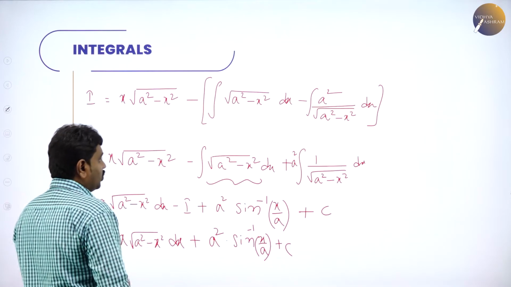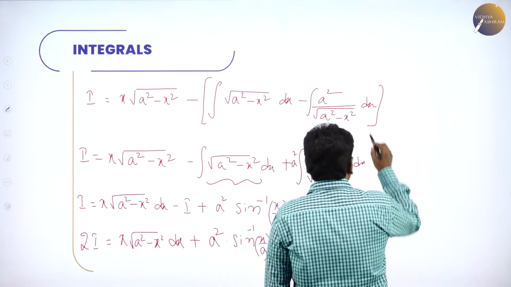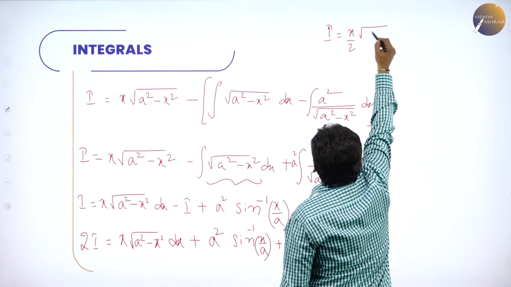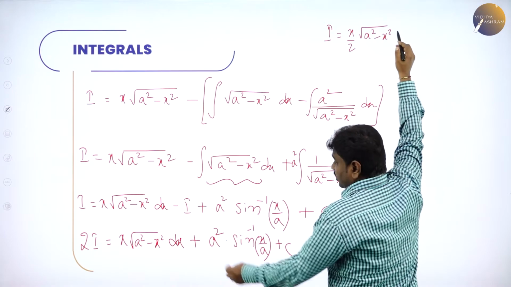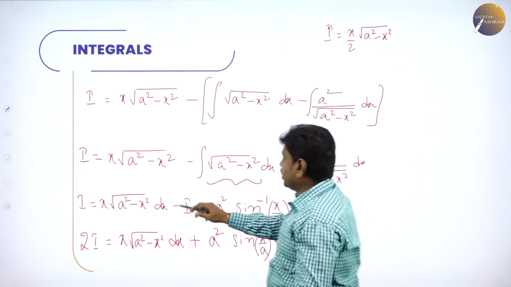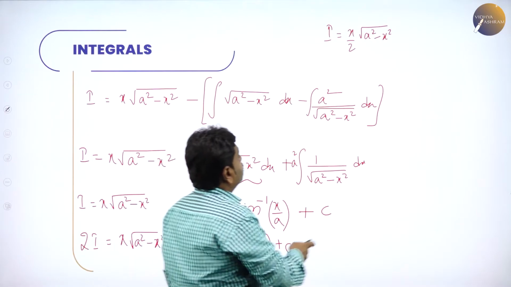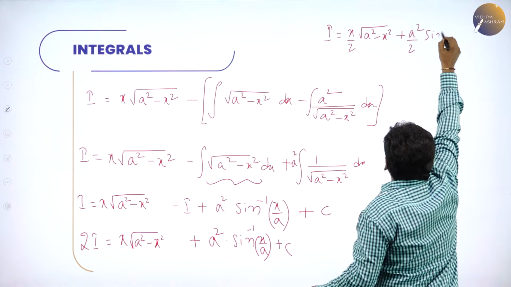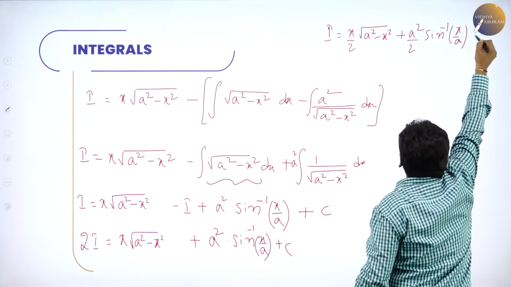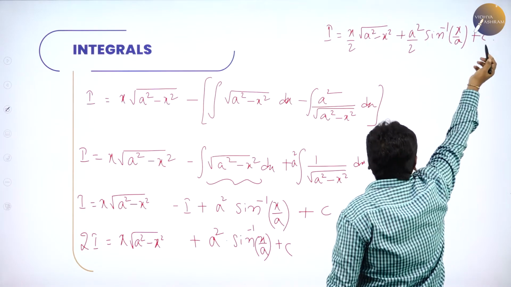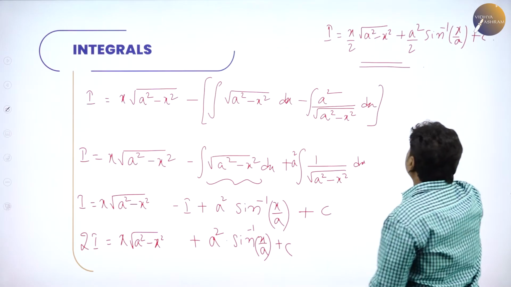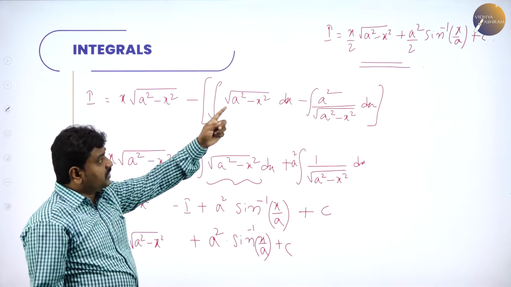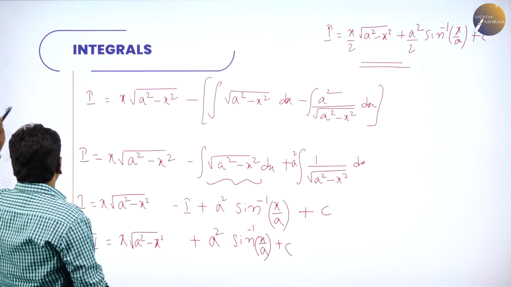Now transfer 2 to the LHS. If you transfer 2 to the LHS, we will be left with I is equal to x by 2 into root of a square minus x square plus a square by 2 sin inverse x by a plus c. C by 2, constant by 2, is constant. This is the final answer. What is the formula? x by 2 root of a square minus x square plus a square by 2 sin inverse x by a. What are the key steps here?